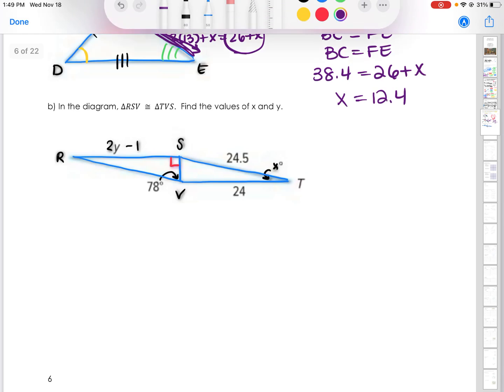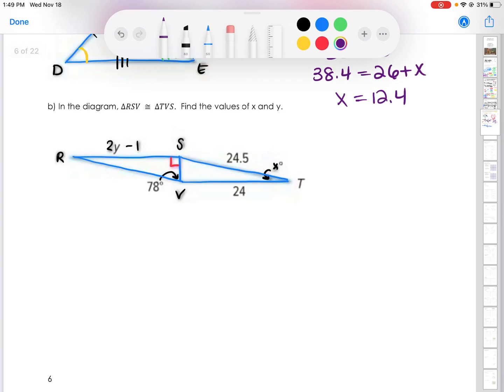So in this diagram, we see that triangle RSV is congruent to triangle TVS. So again, we want to do the same thing. First letters go together. R and T are going to be congruent. Then we also know that the middle letters, S and V, are going to be congruent. So S we see is 90 degrees. So V is going to be 90 degrees within that triangle.